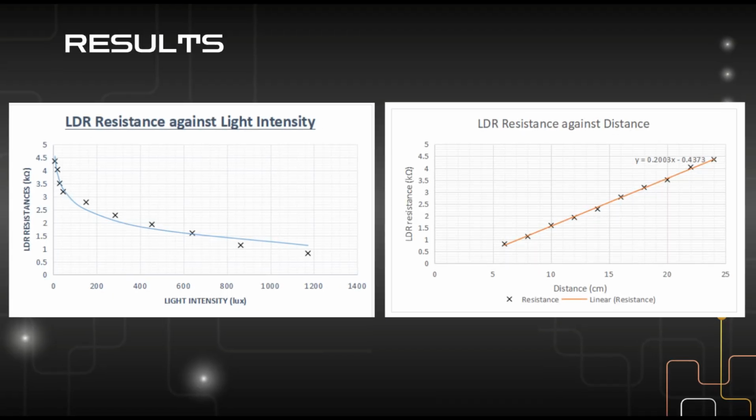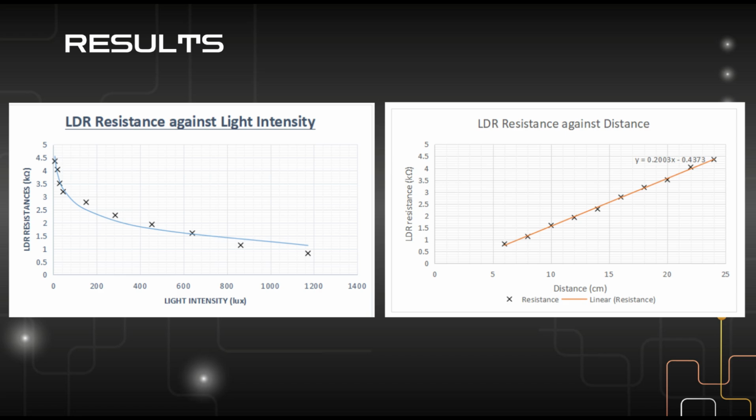So from the data we acquired from the table just now, we plotted two graphs. On the left, there is the LDR resistance against light intensity graph. From this graph, it shows that the LDR resistance is inversely proportional to light intensity, with an increase in light intensity resulting in lower LDR resistance.